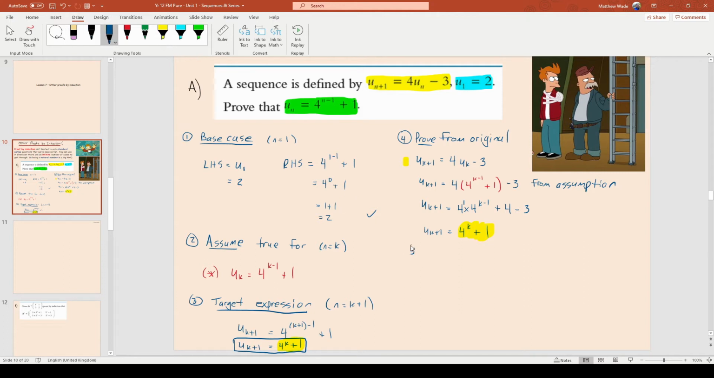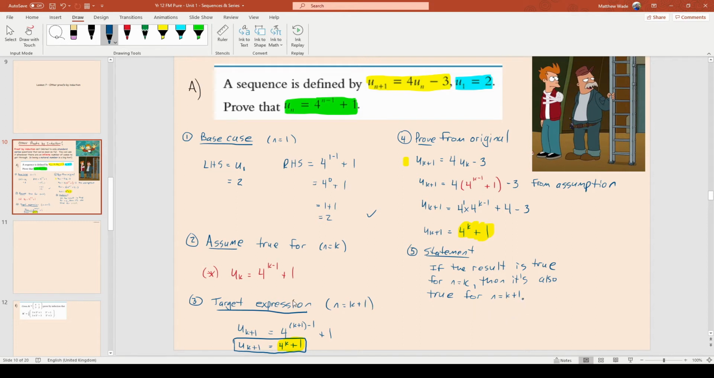So let's do our statement. Okay, here's our statement. If the result is true for n equals k, in other words, if our assumption is true, then it's also true for n equals k plus 1. Okay, and that's what you just proved.